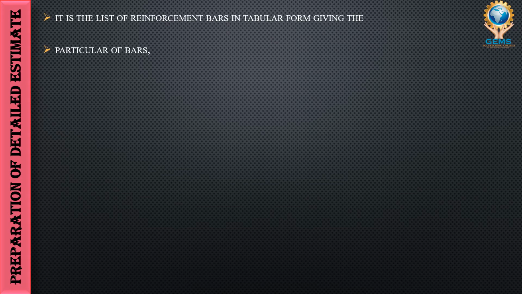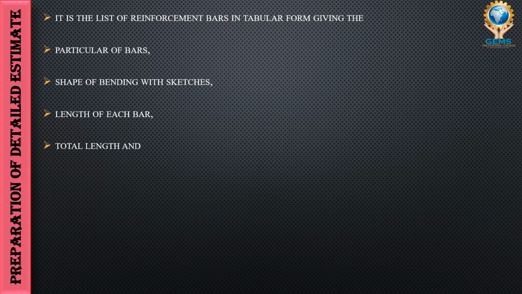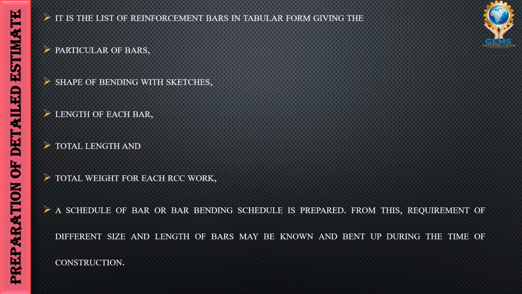Then some points about preparing a bar bending schedule. It is a list of reinforcement bars in a tabular form. Using that, what are the things we get? We will get particulars of the bars, the shape of bending with the sketches also, then the length of each bar, then the total length and the total weight of each RCC work. So these are the things we will get using this list of reinforcement bars in table form.